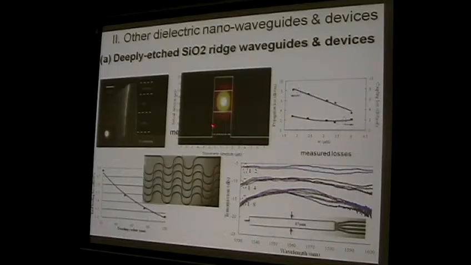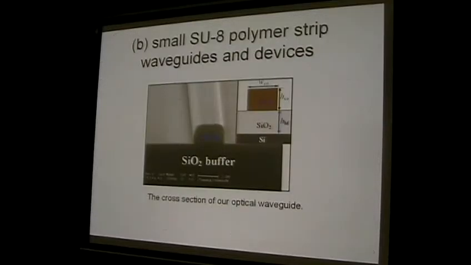The main thing is the lateral confinement of the light, which will decide the integration density. With that kind of design, we fabricated the device and the loss is acceptable. We made 1x2, 1x4, 1x8 splitters and they work well. The integration density is still pretty good.